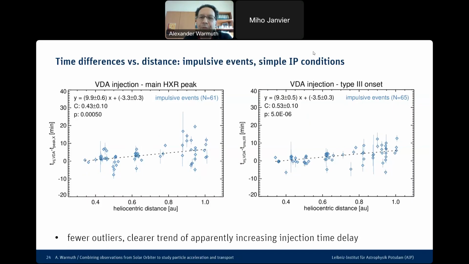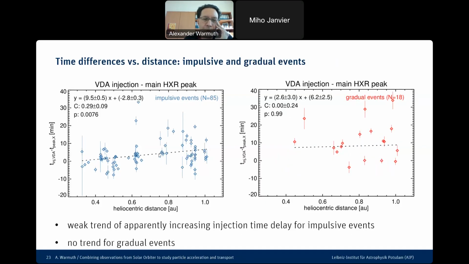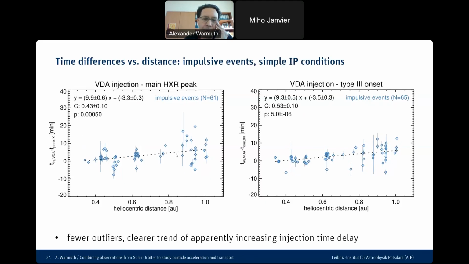And here I filtered for simple interplanetary conditions. So this means that we are in more or less well-behaved, Parker-like, quiet interplanetary conditions, and we've removed the more complex scenarios. If we compare those two, this is all events, and this is now just the simple configuration ones. You see that the correlation has significantly improved, and several of those outliers have been removed. And now we find rather decent correlations, and we still see both for the radio burst and the X-ray flares that there is an increase of this injection time delay with distance.